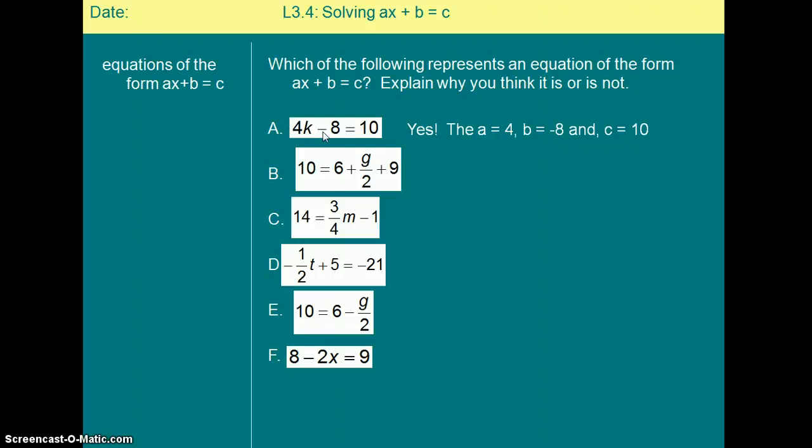If we take a look at B, this is actually not in the form ax plus b equals c. However, we could easily simplify by combining like terms, and it would be of the form ax plus b equals c.